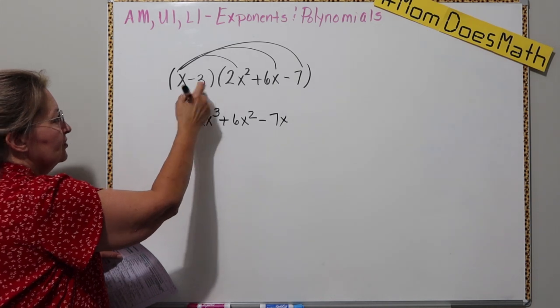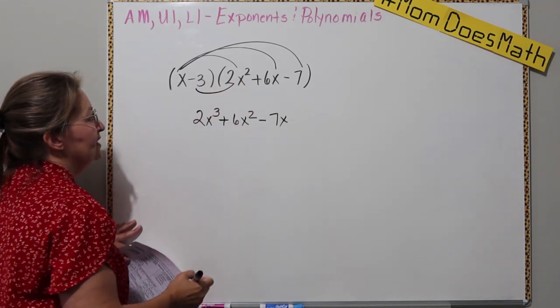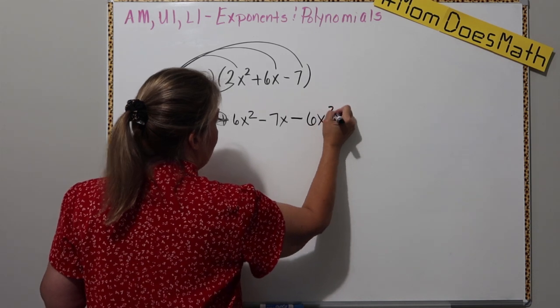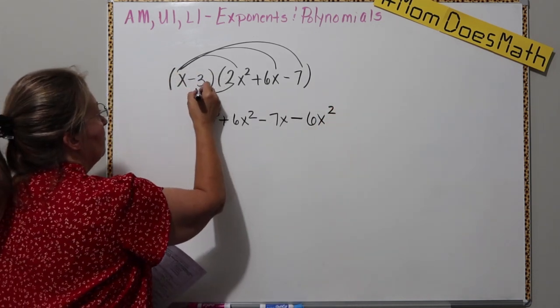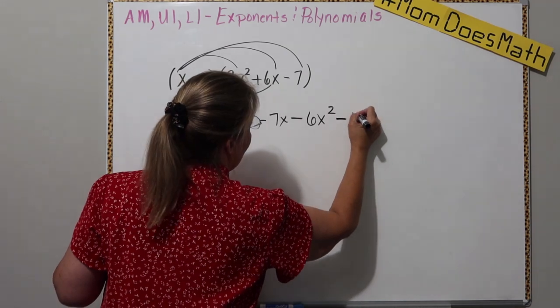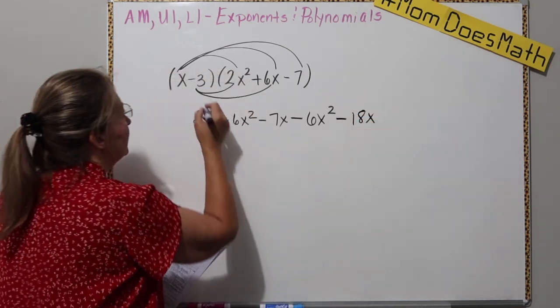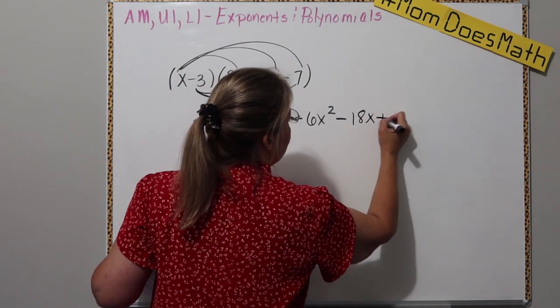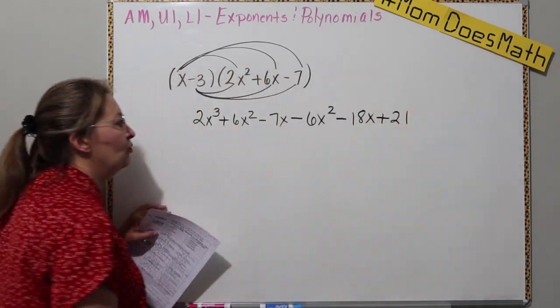Now let's do the minus 3. Minus 3 times 2x squared is minus 6x squared. Minus 3 times positive 6x is going to be minus 18x. And minus 3 times minus 7 is going to change to positive 21.